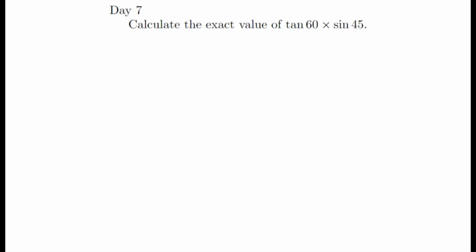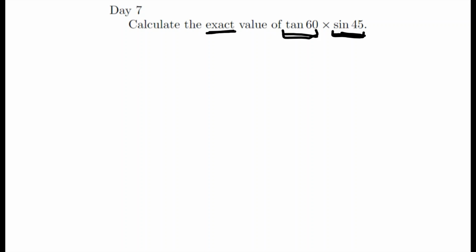This is day 7 of our 30-day countdown to the Further Maths GCSE Level 2. And yesterday we were given the question, calculate the exact value of tan 60 multiplied by sine 45. So it's an exact value question, which means it's a non-calculator. So we need to work out what tan 60 is and sine 45 is, and then multiply our results together.